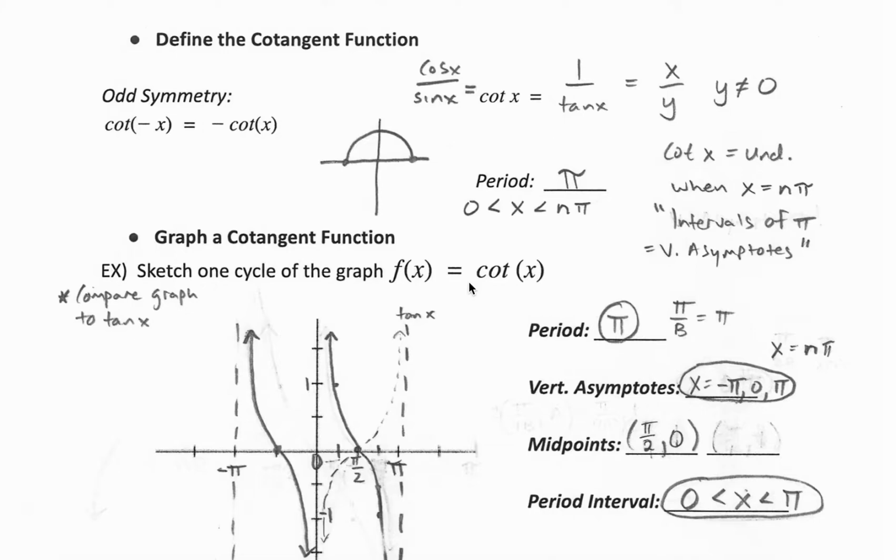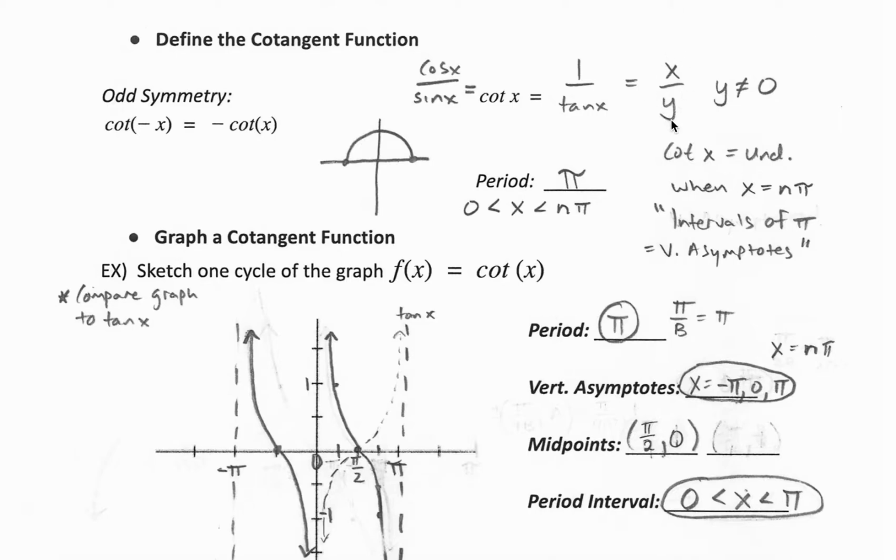If tangent was defined as sine over cosine, then cotangent must be the reciprocal of that. So instead, cotangent is defined as cosine over sine. Other ways we could think about it, though. Cosine functions give us x values. Sine functions give us y values. So we could say it's x over y. Or we could simply flip tangent and make it a reciprocal and say cotangent is 1 over tangent. So a few different identities there for cotangent.